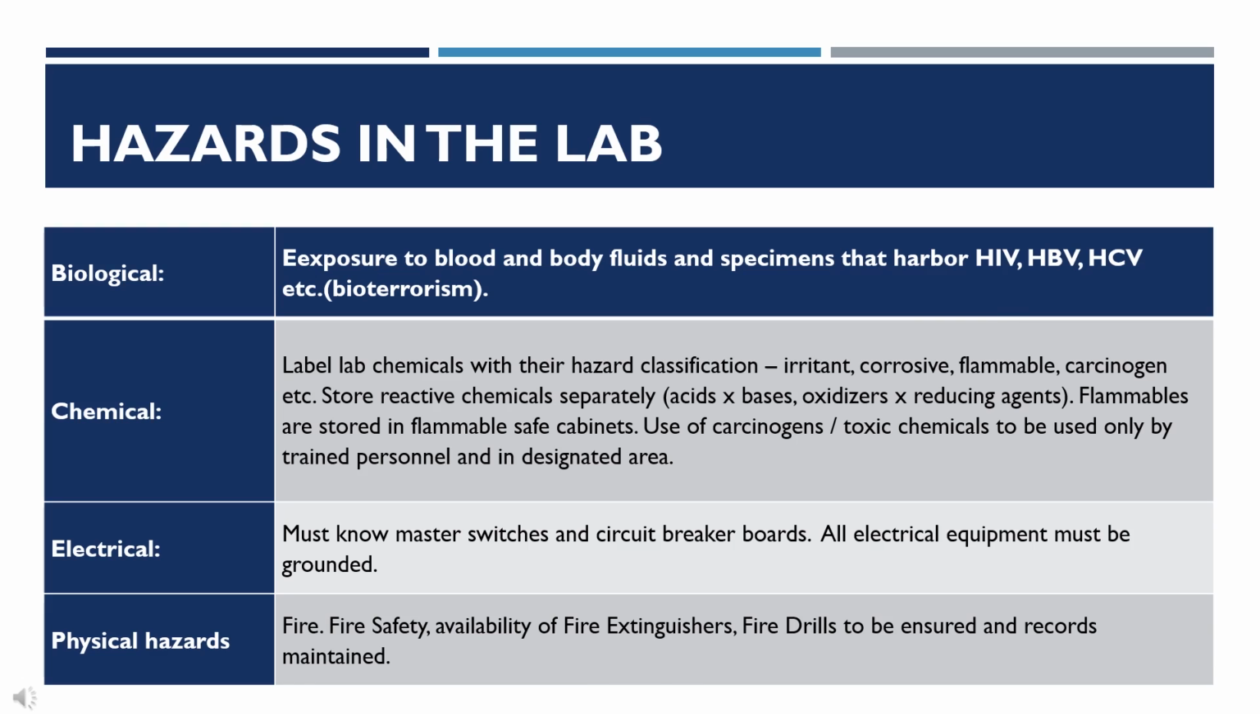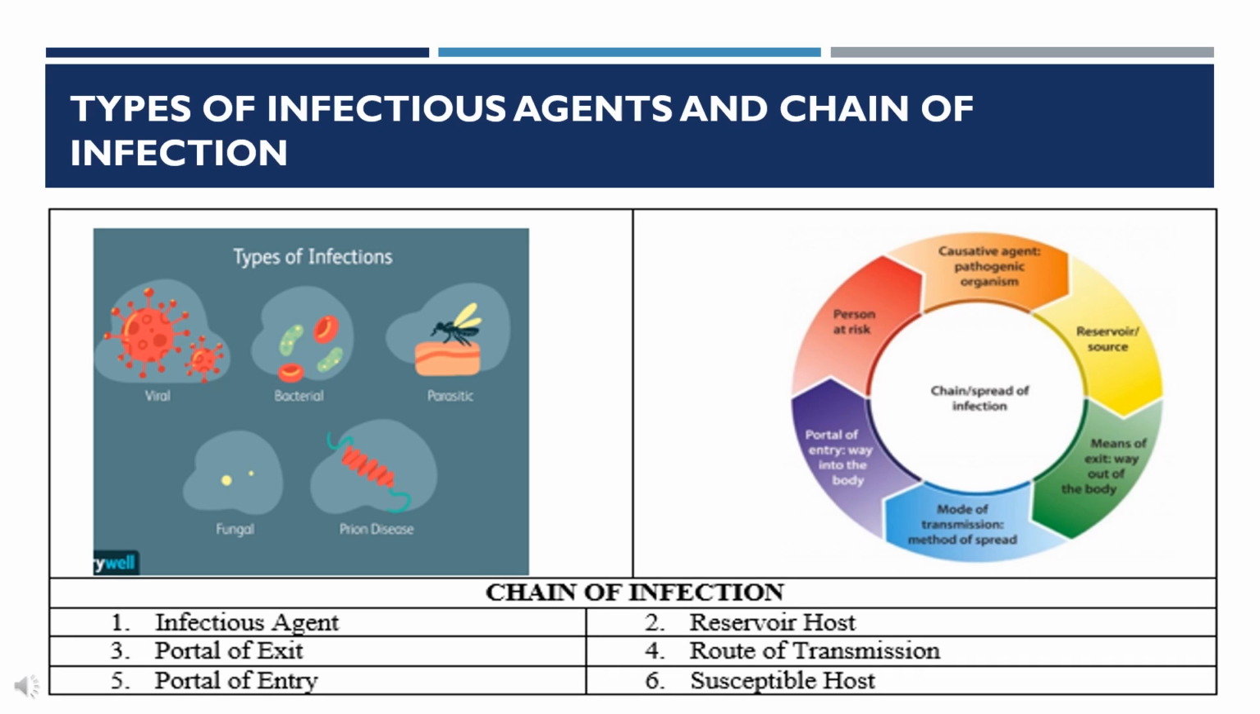be known to everybody. Infectious agents in our environment include bacteria, viruses, parasites, prions, and fungus. All these constitute the infections, and the infection is spread by a chain of infection. That means there should be an infectious agent, then a reservoir or host reservoir, portal of exit, portal of entry, route of transmission, and a susceptible host available so that the infection can be transmitted.